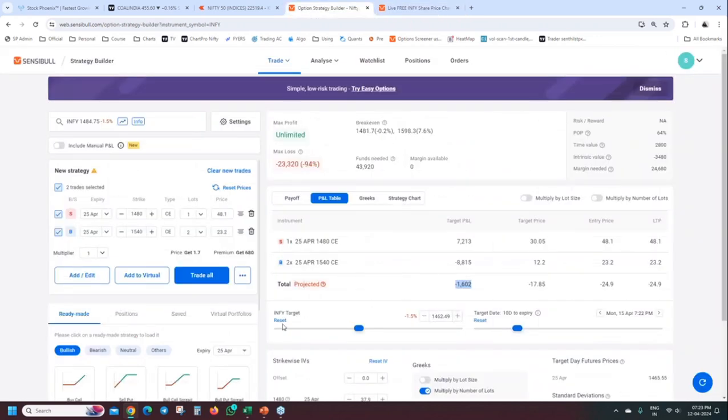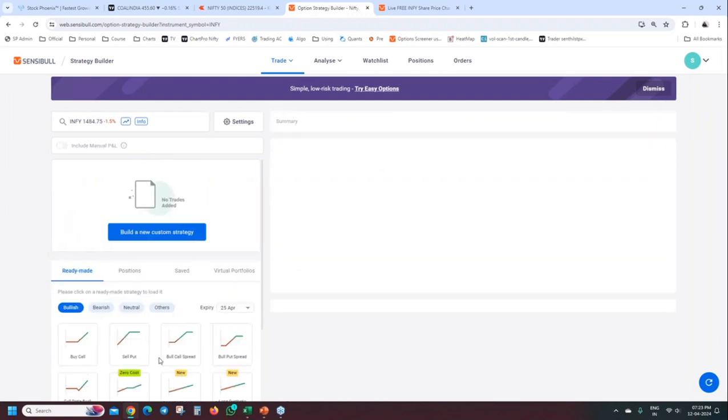Okay, so let's reset this. So still the profit is very less. Okay, margin required is 24,000. I don't know why there is some mistake. I think, give me a minute. Proportions are right. Margin required is 25,000. Maximum loss is 23,000. How come it will happen? So let's clear, add it again.